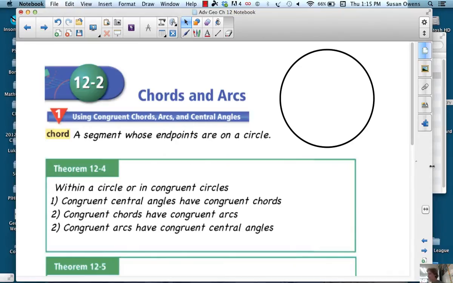A chord is a segment whose endpoints are on a circle. So if I put 2 points on a circle and I connect them, then that's called a chord.